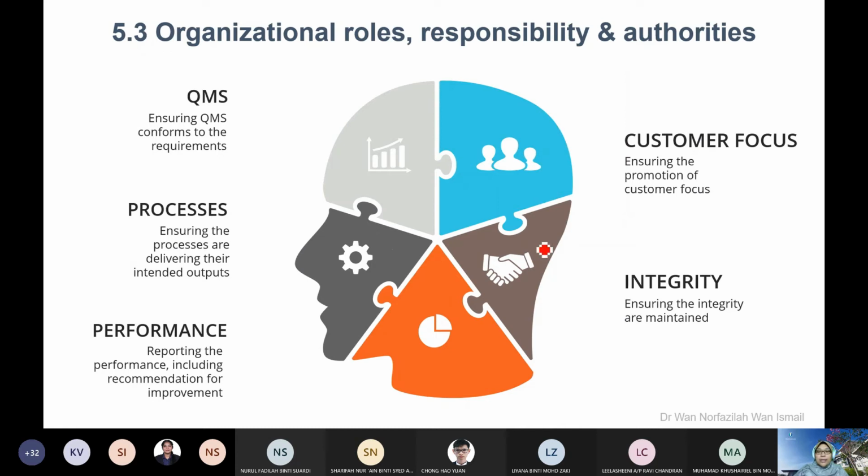Okay, last one is integrity. So a leader should also ensure the integrity is maintained. Integrity is also straightforward.